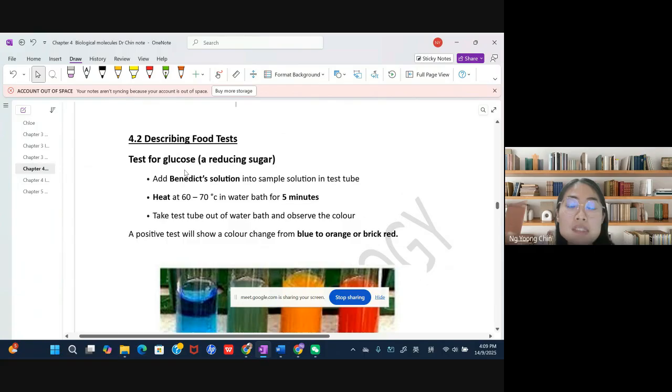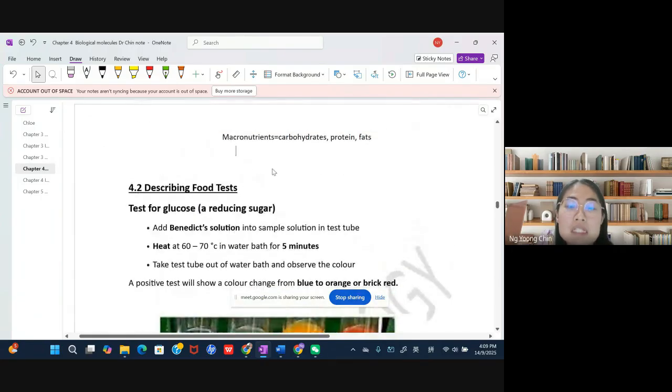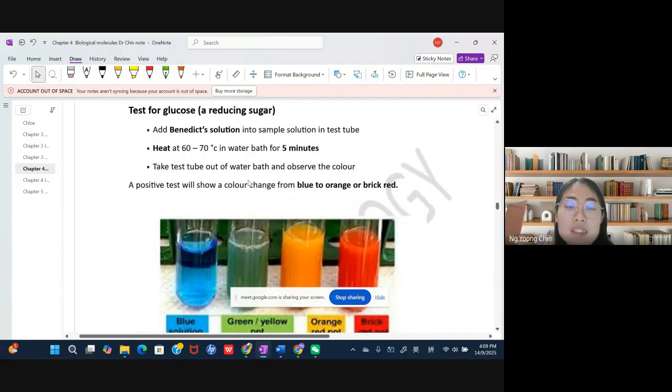Glucose, okay. Sugar is categorized into two types: reducing sugar and non-reducing sugar. I think this is your first time hearing it, right? So what's meant by reducing or non-reducing sugar? When you test a food sample that contains reducing sugars, you mix it with Benedict's solution, and then you heat up this solution to about 60 to 70 degrees Celsius for about 5 minutes only. Not until boiling point, just heat it up for some time until it reaches 60 to 70 degrees Celsius. After that, you can observe a change in the Benedict's solution.